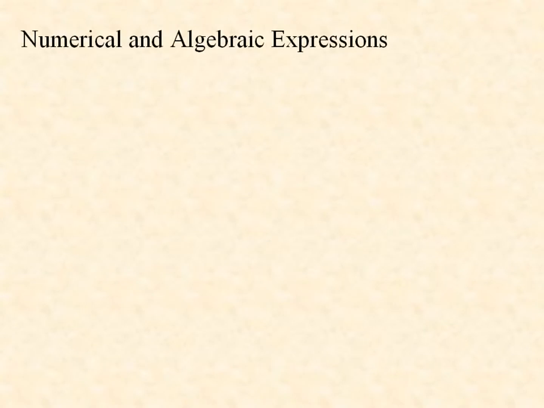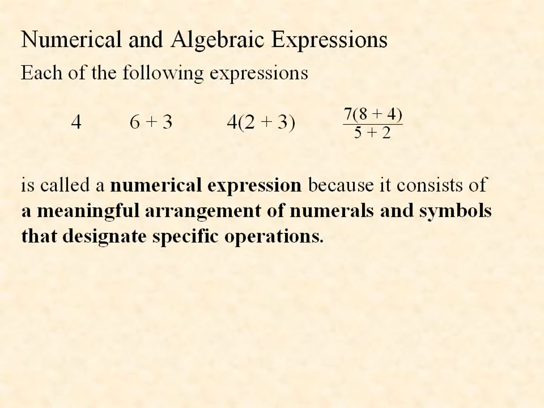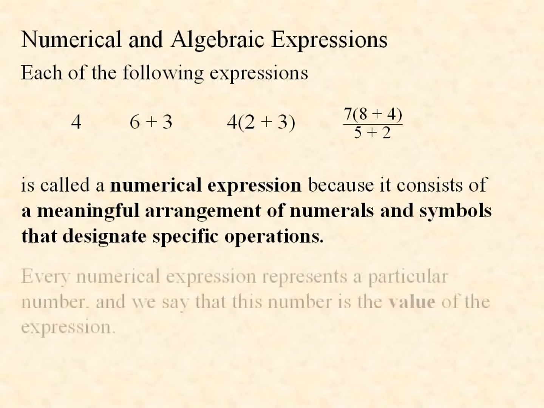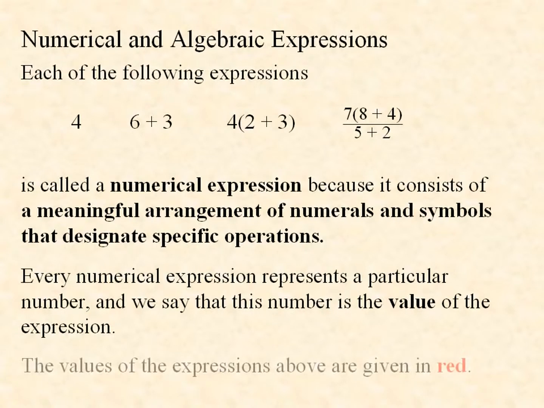Numerical and algebraic expressions. Each of the following expressions, 4, 6 plus 3, 4 times the quantity 2 plus 3, 7 times the quantity 8 plus 4 divided by 5 plus 2, is called a numerical expression because it consists of a meaningful arrangement of numerals and symbols that designate specific operations. Every numerical expression represents a particular number, and we say that this number is the value of the expression. The values of the expressions above are given in red.